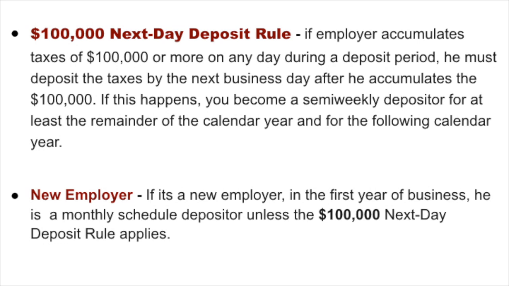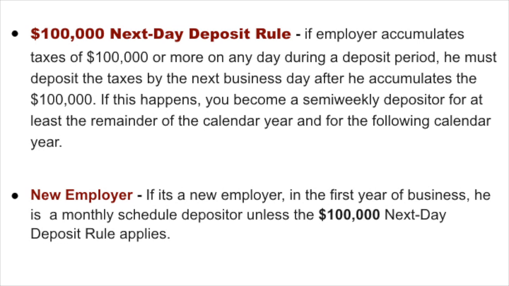Now there is a $100,000 next day deposit rule. Regardless of whether the employer is a monthly scheduled depositor or a semi-weekly depositor, if the employer accumulates taxes of $100,000 or more on any day during the deposit period, he must deposit the taxes by the next business day after he accumulates $100,000. And if this happens and the employer was on monthly schedule, then he will become semi-weekly depositor for at least the remainder of the calendar year and the following calendar year.